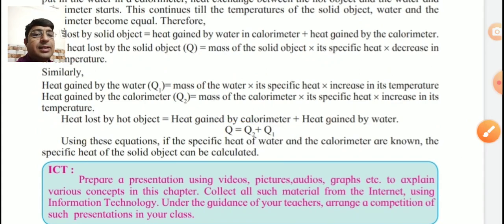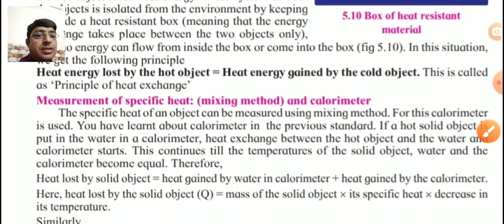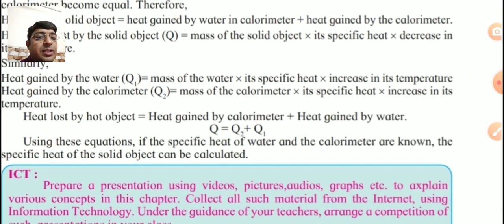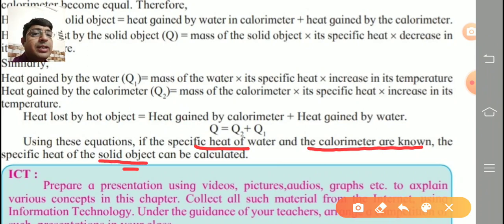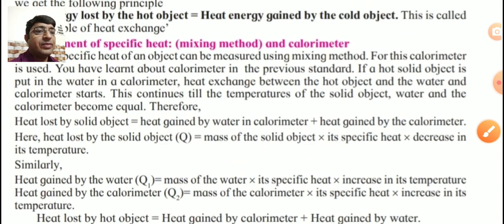Using these equations, if the specific heat of water and calorimeter are known, then the specific heat of that solid object can be calculated. So the specific heat capacity of any solid object is calculated with the help of the calorimeter. That method is called what? Mixing method. All are getting?